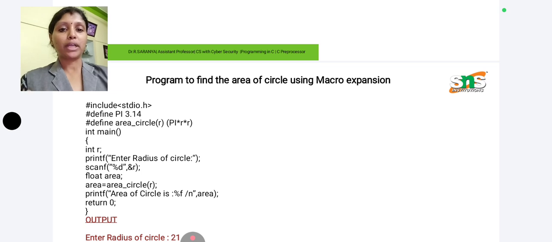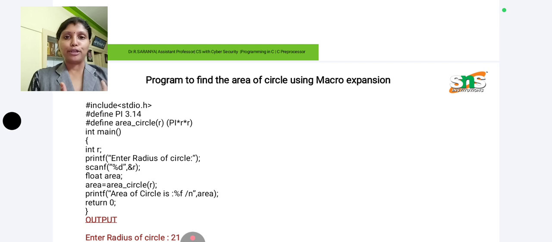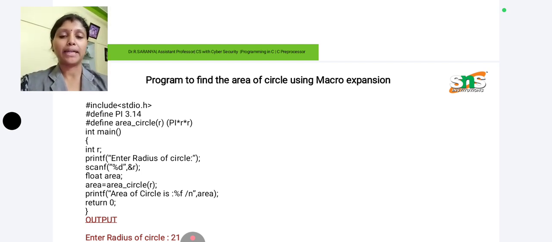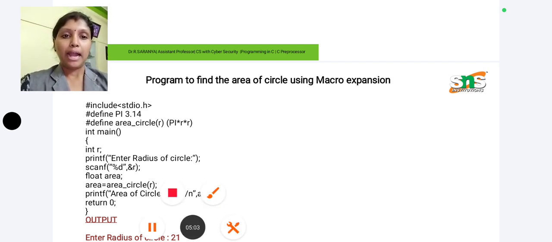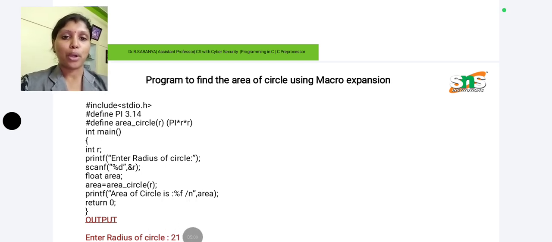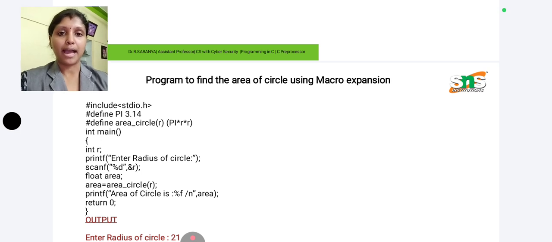After that, float area, because the calculated result might be in point values, right? So for that we specify the data type as float. And then area is equal to AREA_CIRCLE(r). That calculated result we print as the area of the circle in float.